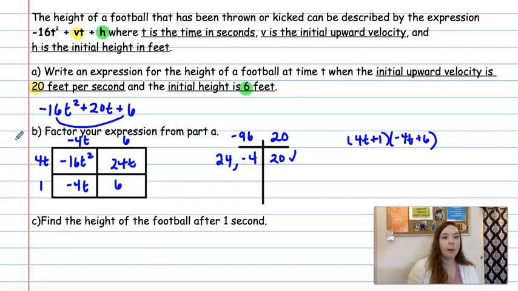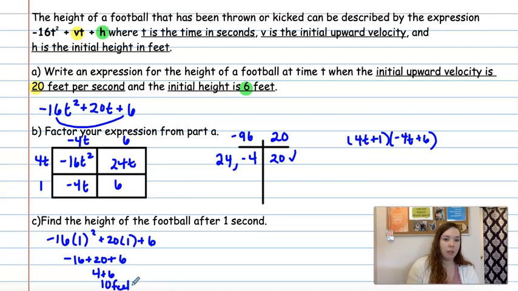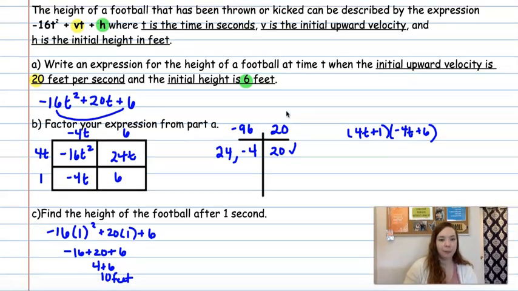Okay, so that's part B. We factored the expression. And then it says find the height of a football after 1 second. So we would just plug in 1 for t. So that would be negative 16 plus 20 plus 6, which is 4 plus 6, or 10. So 10 feet. After 1 second, it'll be 10 feet in the air.